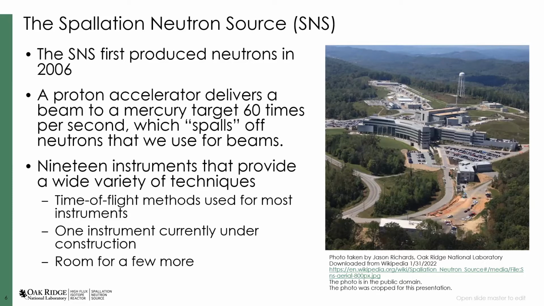We have, at the moment, 19 instruments. Like I said, one is currently under construction. That's the Venus Neutron Imaging Instrument. And we have room for a few more instruments. So in this picture, you see the SNS Central Laboratory and Office Facility. The Center for Nanophase Materials Science, the Nanoscience Center here at Oak Ridge National Laboratory, is also shown in this picture. They are co-located, which is a really interesting and convenient thing to have.